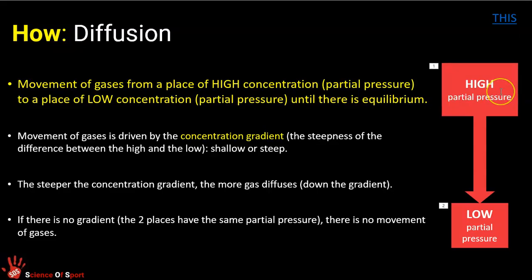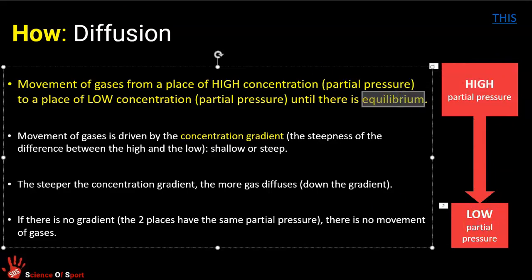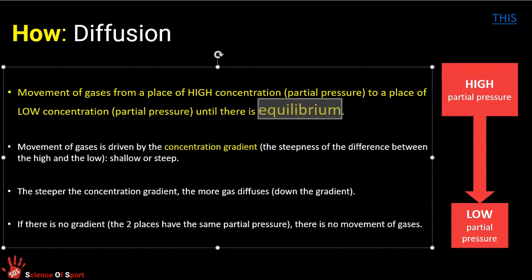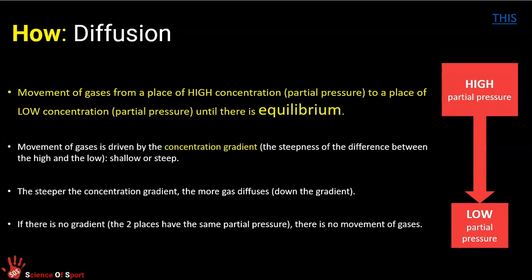So, how does diffusion happen? Diffusion happens because, and only if, there's a place where there's a higher partial pressure of a gas, whether that's oxygen or CO2, it doesn't matter. The principle is if there's a higher amount in one place and a lower partial pressure or concentration or amount in another place, the gas will diffuse from the high to the low until equilibrium. So I'm just going to enlarge this word here, until there's equilibrium. And equilibrium means there's balance, there's equal amounts. So diffusion happens until there's equilibrium in both locations.